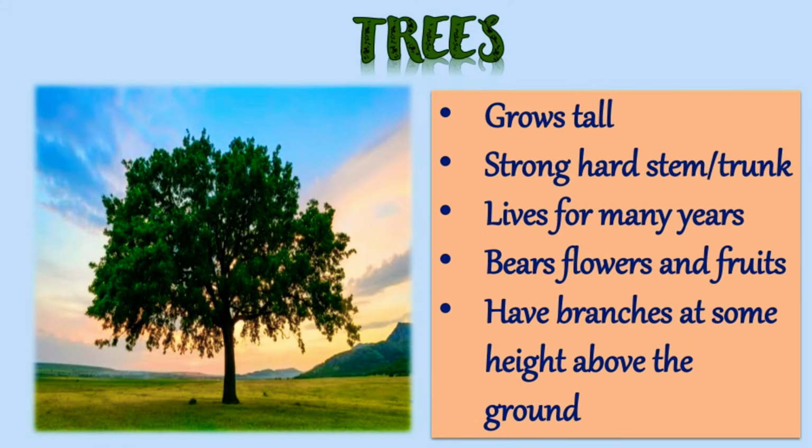Our first type is trees. So how does a tree grow? It grows very tall. It has a strong hard stem or trunk. Trees live for many years. Trees bear flowers and fruits. Trees have many branches at some height above the ground.